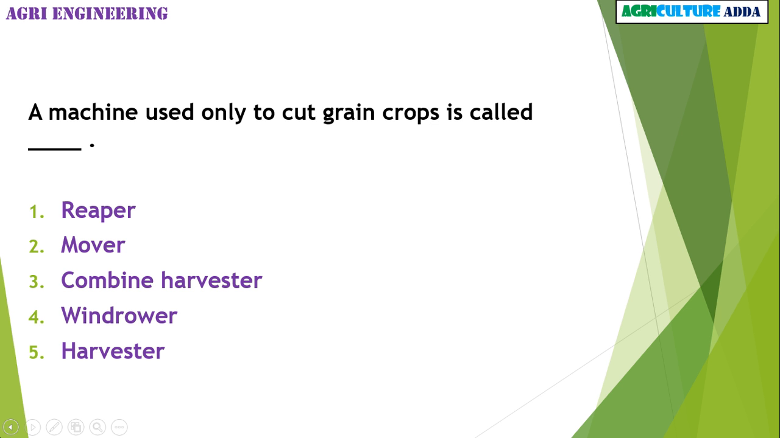Next, in agri-engineering section, a machine used only to cut grain crops is called as reaper, mower, combine harvester, windrower, harvester. Answer is reaper.